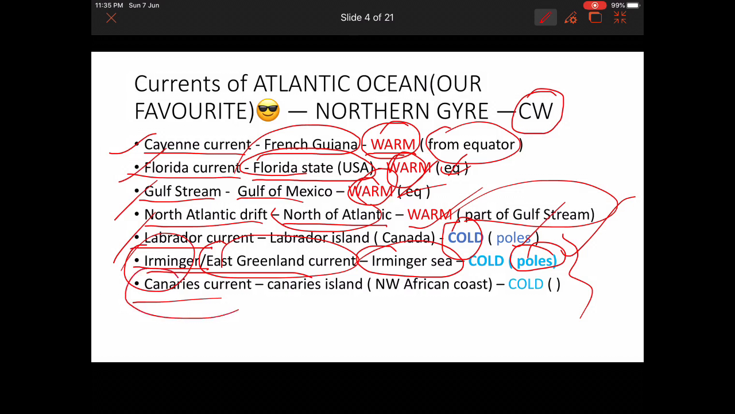And the Canaries current comes along the Canary Islands, off the Northwest African coast. Why is it called that? The same reason. It is a part of this Irminger and Labrador current, which comes in contact with the North Atlantic drift and forms the Canaries current, and the bulk of the Canaries current is cold water. So that is the logic of currents of Atlantic Ocean.